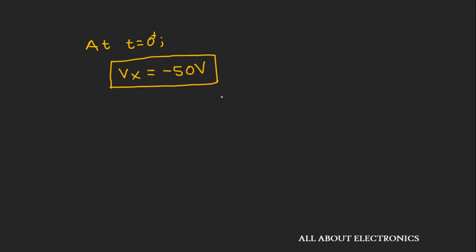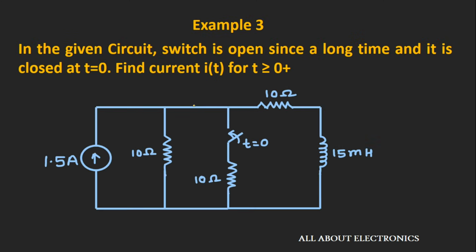Alright, so now let's see the third example. In this example we are given that the switch is open since a long time in the given circuit, and at time t is equal to 0, the switch is getting closed. We have been asked to find this current IT for the time t greater than or equal to 0 plus. So first of all, let's draw a circuit for the time t is equal to 0 minus, that is the time just before the switch is getting closed.